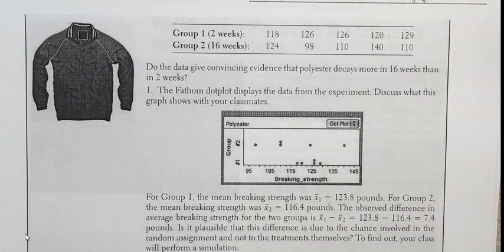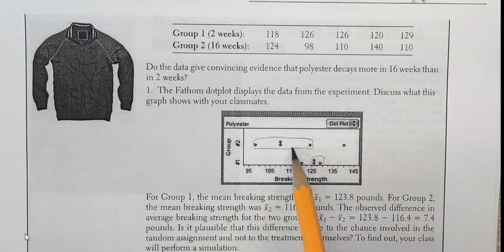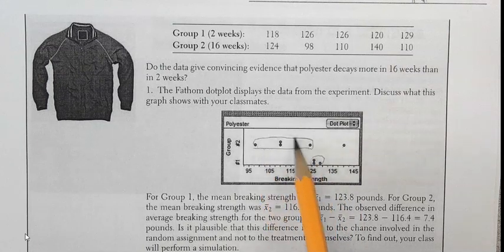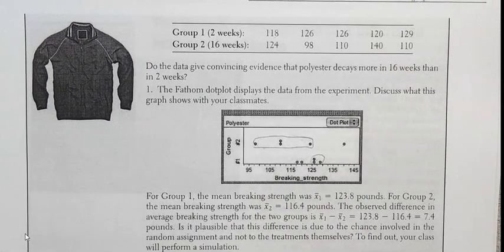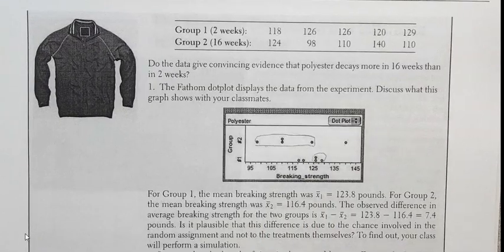All right, hopefully you paused the video. You should notice that in group 2, it looks like most of their values are lower than the bulk of group 1's values. You've got one here that looks like it's way higher than all the others, but all but one of them are below the majority of group 1's values. So it looks like these have a weaker breaking strength, just by looking at that data.